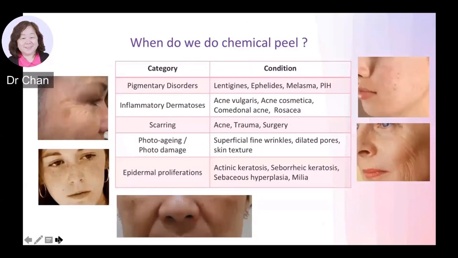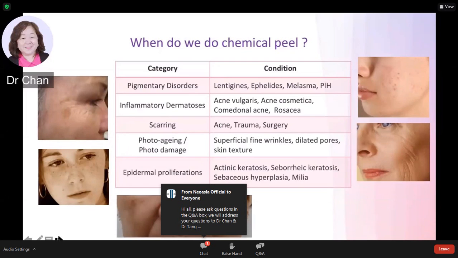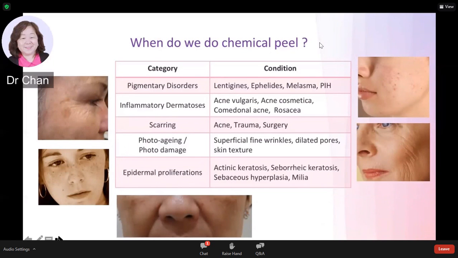When do we do chemical peeling? Chemical peel is useful in the treatment of pigmentary disorders like lentigines, melasma, and post-inflammatory hyperpigmentation. It can be used in inflammatory dermatoses like acne vulgaris, acne cosmetica, or comedonal acne. Chemical peel also can help in reducing scarring caused by acne, trauma, or surgery, and it can help to reduce the effect of photoaging and photodamage. Chemical peel also can be used in treatment of epidermal proliferation or pre-malignant skin lesions like actinic keratosis.